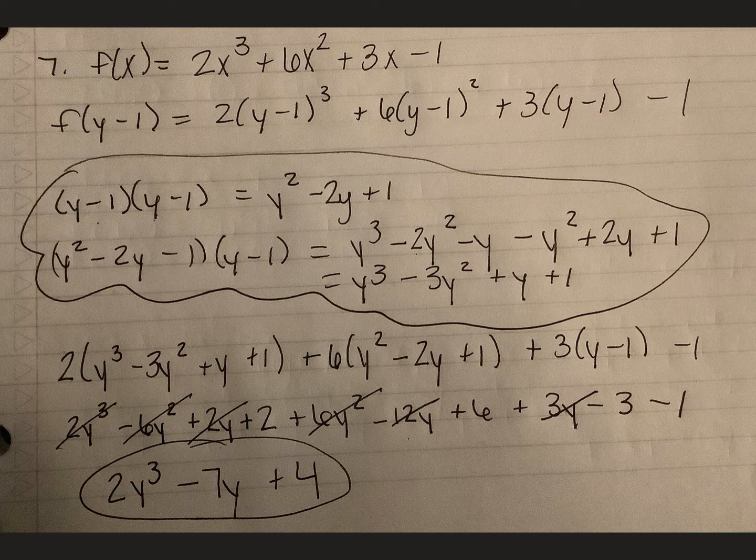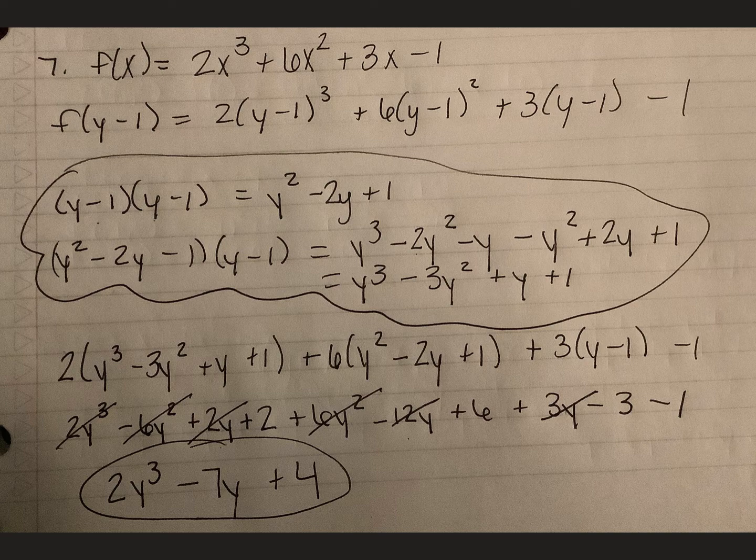So just like before, I'm going to FOIL first and get that y minus 1 squared. And then I'm going to multiply that by a third y minus 1 to get my y minus 1 cubed. Then I plug those in. I'm going to multiply the cubed by 2, the squared by 6, and then my 3 and my 1. So then I distribute. So I get 2y cubed minus 6y squared plus 2y plus 2, then plus 6y squared minus 12y plus 6, and then plus 3y minus 3 minus 1.